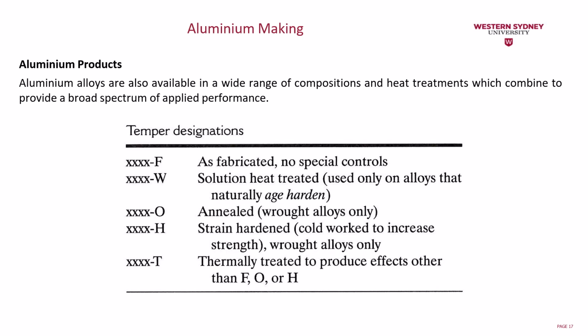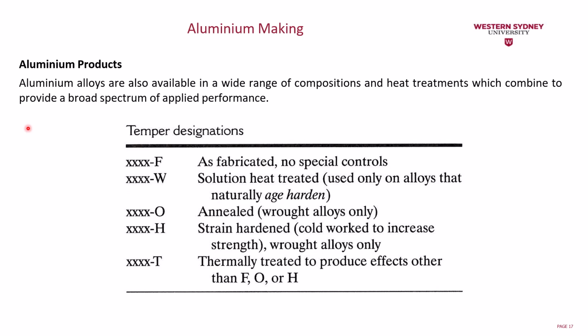Aluminium alloys are also available in a wide range of compositions and heat treatments, which combine to provide a broad spectrum of applied performance. So you can see here the temper designation we have for aluminium. The F type is as fabricated, with no special controls. The W type is solution heat treated, used only on alloys that naturally age harden. And we have the annealed type, for wrought alloys only, or the O type.